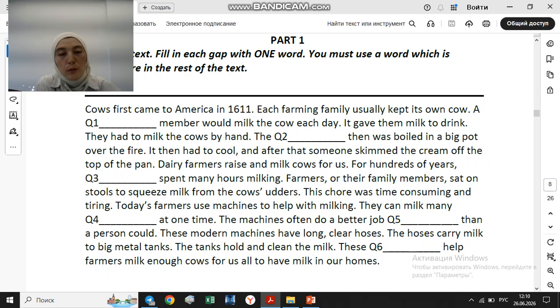Then it had to cool, and after that, someone skimmed the cream off the top of the pan. Dairy farmers raise and milk cows for us. For hundreds of years, blank spent many hours milking. So we need a short word for the short gap. Who spent many hours milking? Let's have a look. Years, hundreds, cows, milk, farmers. Maybe the word is farmers. Farmers spent many hours milking.